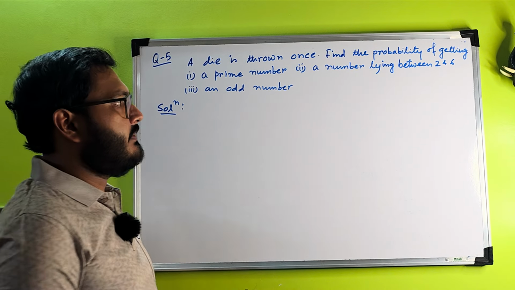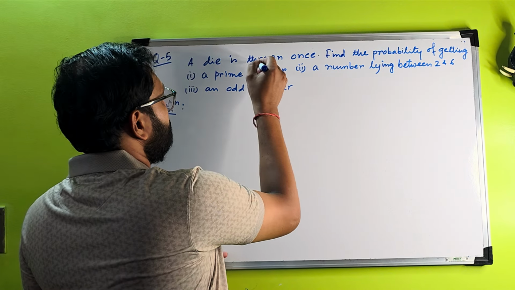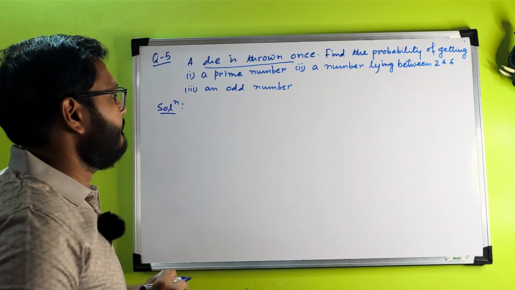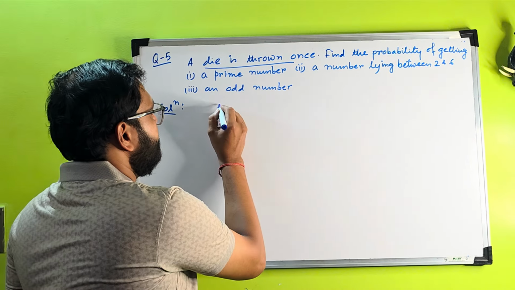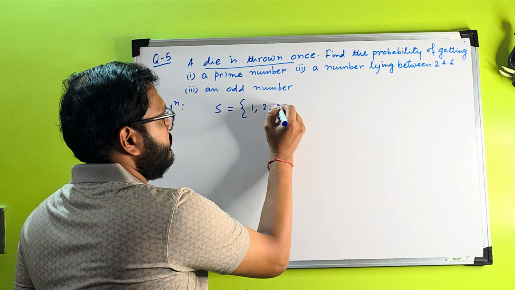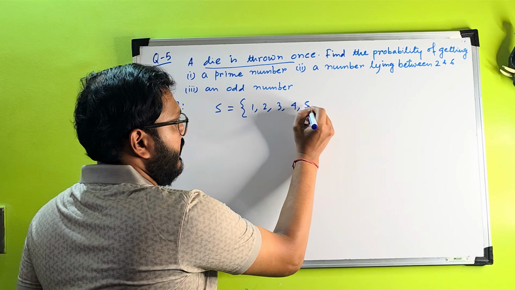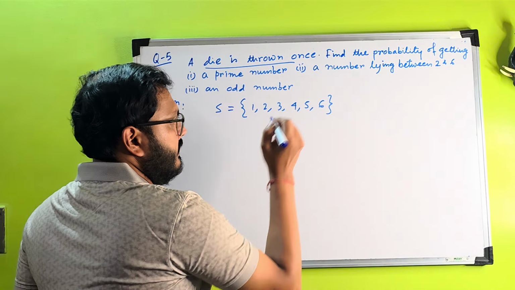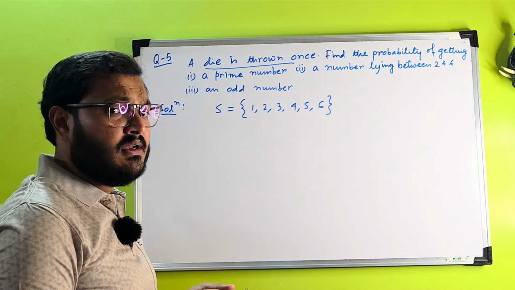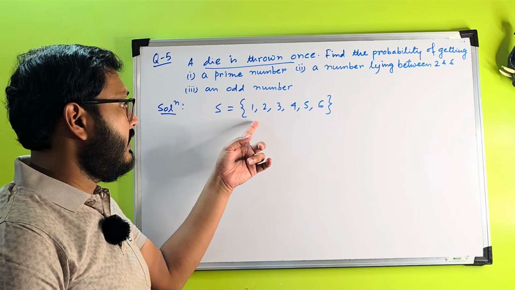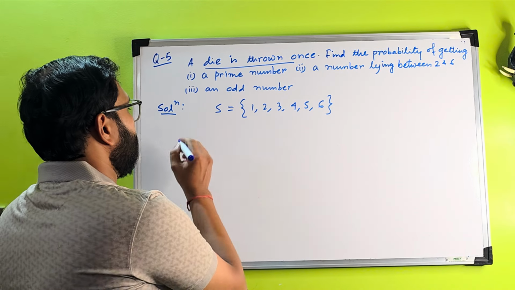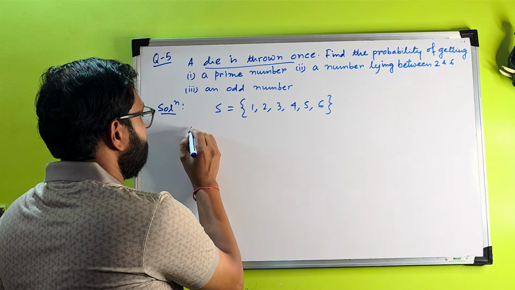What is the random experiment? Random experiment is throwing a die. Okay, how many times? One time. So A is equal to the sample space: 1, 2, 3, 4, 5, 6. I hope it's clear. Sample space means the set of probable outcomes. Now, one by one, I will write the answer.